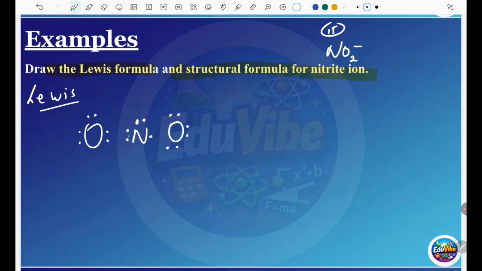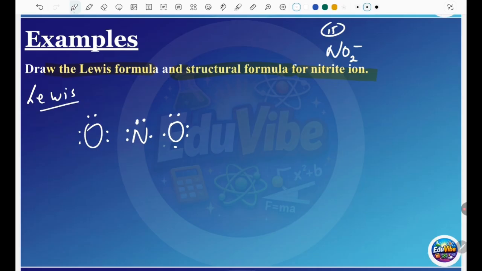Now nitrogen has 1, 2, 3, 4, 5, only 5 of them. But it needs 8 to complete the octet, so it needs 2 more. So we will erase this, and we have 1 over there, so we make 1 over there, and we keep this one.